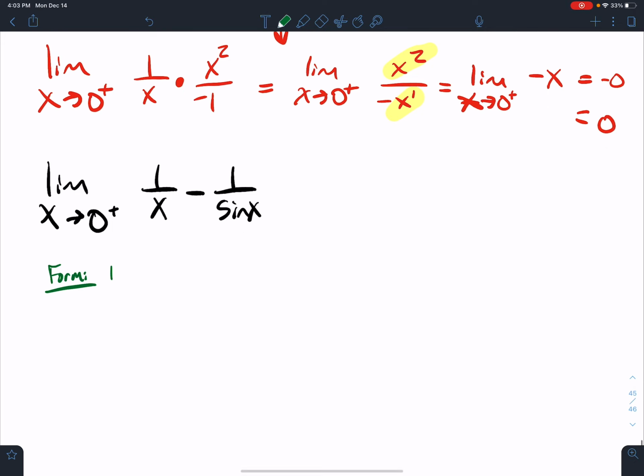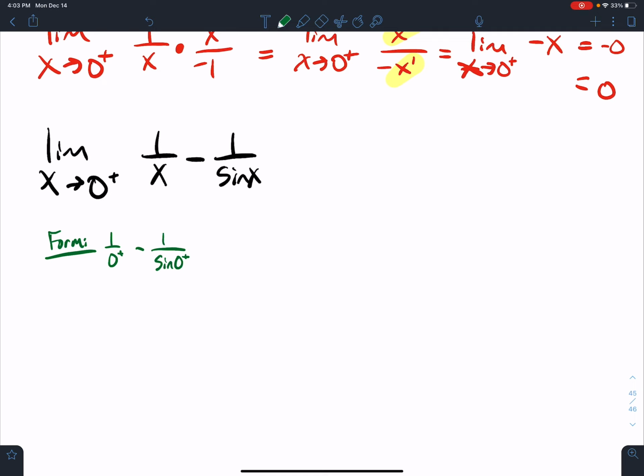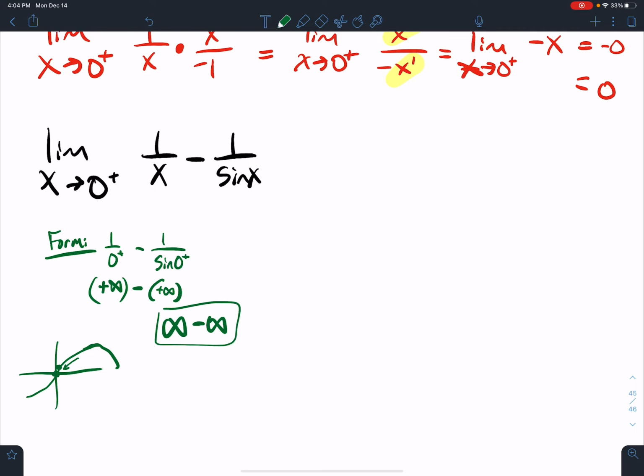Plug in. So 1 over 0 positive minus 1 over sine of 0 positive. Okay. 1 over 0 positive, that's 1 over something very small and positive, which is positive infinity. Now, what about sine of x? How does it behave as we're approaching 0 from the right? It's positive, but it's small positive. So it's minusing a very big positive number, okay? So I have infinity minus infinity as my form. Is that L'Hopital ready? No, it is not.